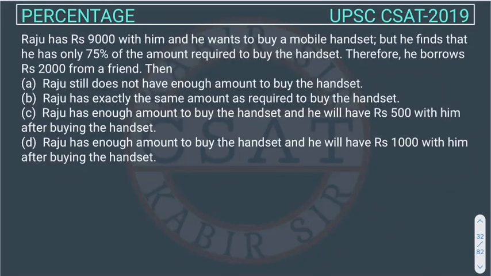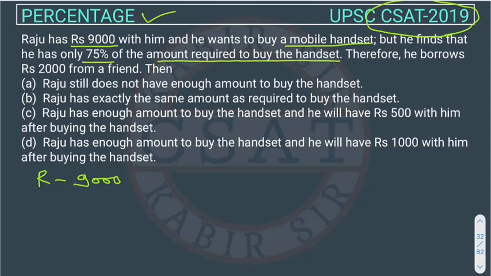So this is the percentage section we are doing, and this question is from UPSC Civil Services CSAT exam 2019. Raju has rupees 9,000 with him and he wants to buy a mobile handset. How much does Raju have right now? 9,000. He wants to buy a mobile handset, but he finds that he has only 75% of the amount required to buy the handset.